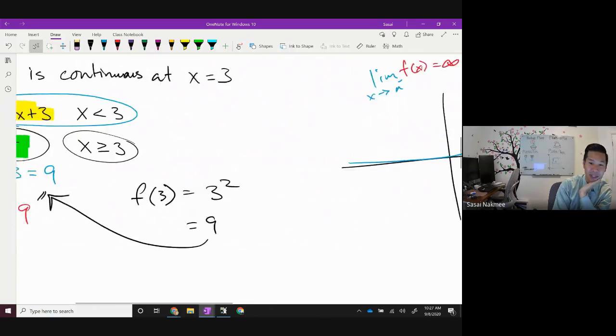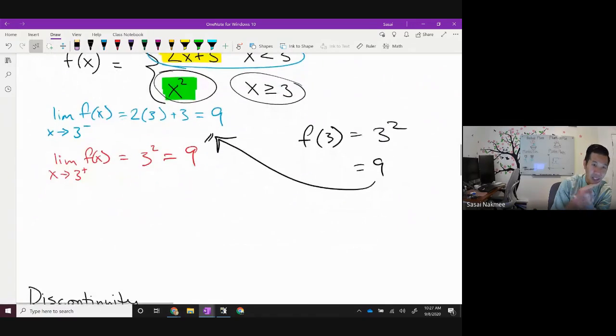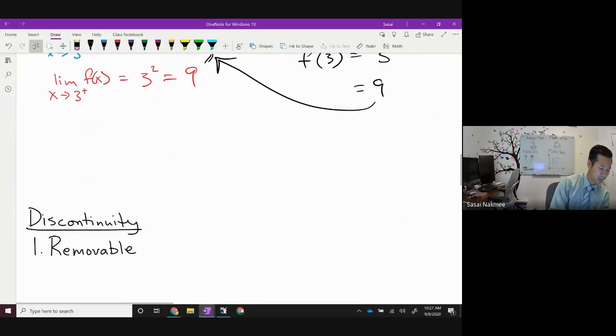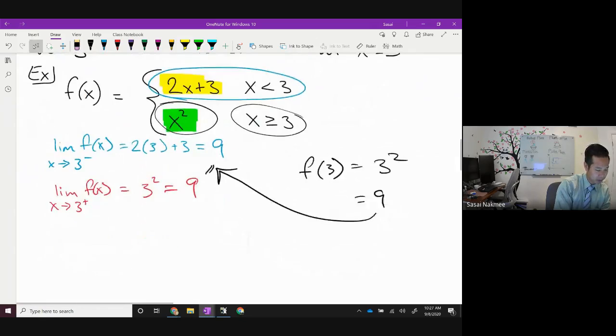But I agree with you, Brandon. I would say that's kind of pointless, because when you work these problems out yourself, you're going to see that, oh, if they equal each other, it already matches the first and the second condition. But teachers teach their own way. Anyways, that's how we check to see if something is continuous.